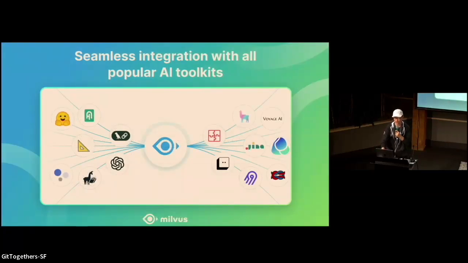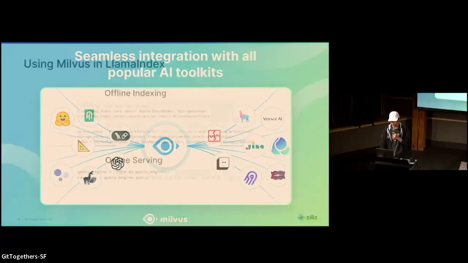And then you can use either one of them in the whole ecosystem of AI development toolkits. You can use LlamaIndex, LangChain. You can also use evaluation frameworks. You can use it with various open source or closed source embedding models and large language models.